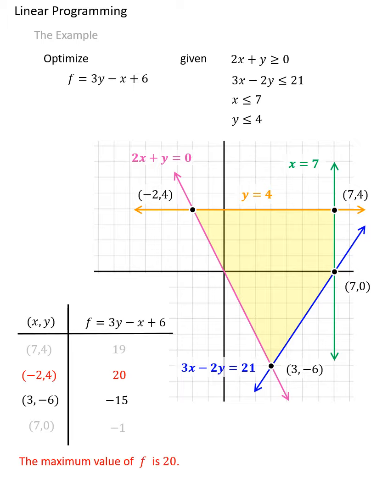My conclusion, therefore, is that 20 is the maximum of this function. We also say that the maximum occurs at the point (-2, 4). Likewise, we've concluded that -15 is the minimum of the function f. We say that this minimum occurs at the point (3, -6).